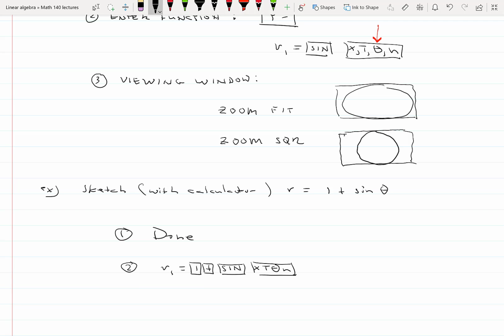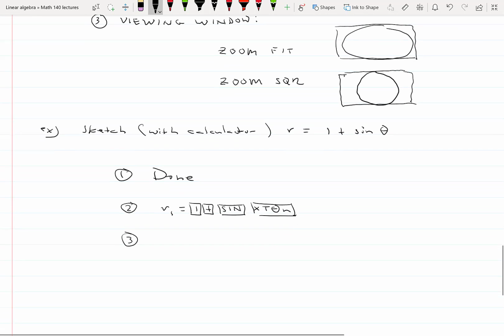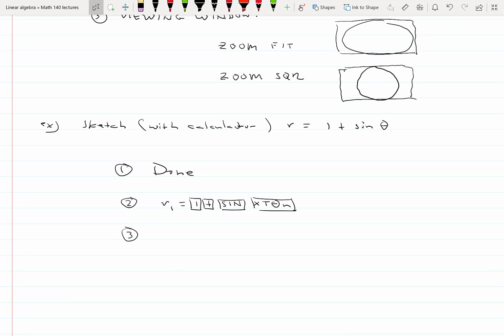And then do the two things, zoom fit, zoom square. You don't have to push exit or anything, just push zoom. And it was number 0, so you can push the downward button until you get 0, or you can just push 0. And what shape do you get? What does it look like? It looks like sort of a pumpkin, upside down apple, not quite a heart shape.